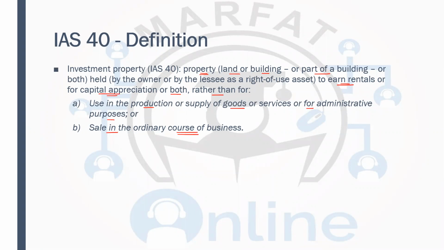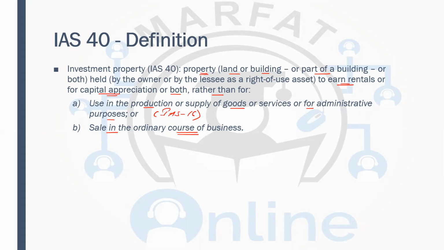Now, how is this different from IAS 16? The question is this. When it is property, why are we not classifying this in IAS 16? When we already have the standard for property, plant, and equipment, why have an entirely different standard for investment property? The answer to this question is simple. In IAS 16, we had the assets which were used in the production or the supply of goods or services or for administrative purposes. This was IAS 16. But IAS 40 is entirely different.